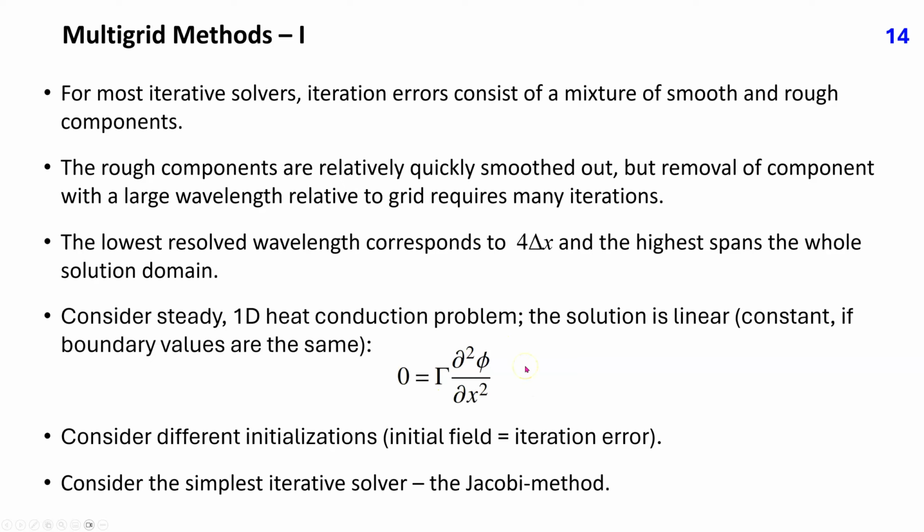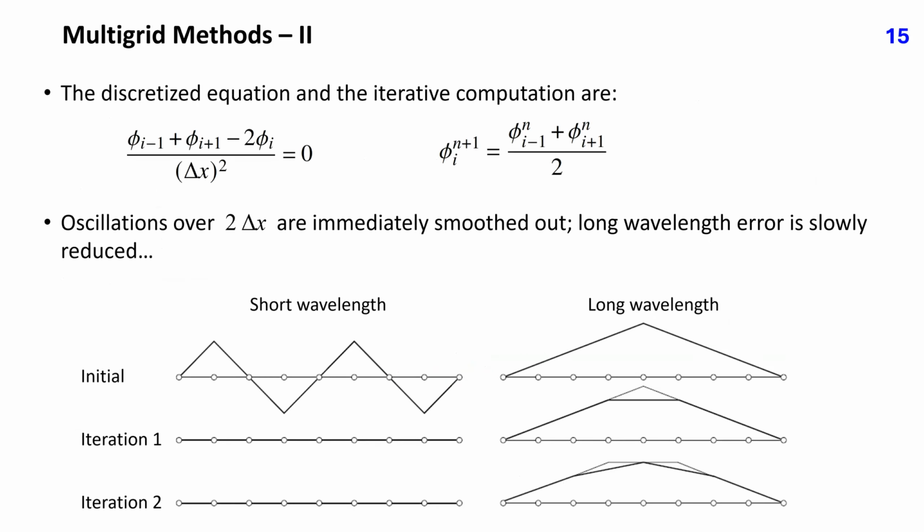We consider different initializations, with initial field being equal to iteration error because the exact solution is zero values at all grid points. We use the simplest iterative solver, the Jacobi method. The partial differential equation from previous slide is discretized by central differences, leading to this expression. When Jacobi solver is used, the new value at node I is computed as the average of the old values at the nodes I-1 and I+1. With both boundary values being 0, the exact solution is zero field in the whole solution domain.